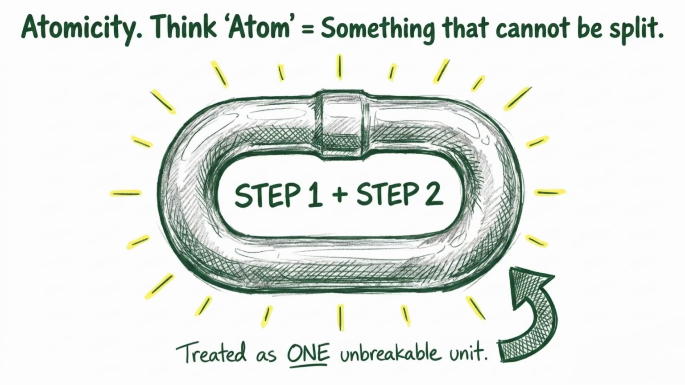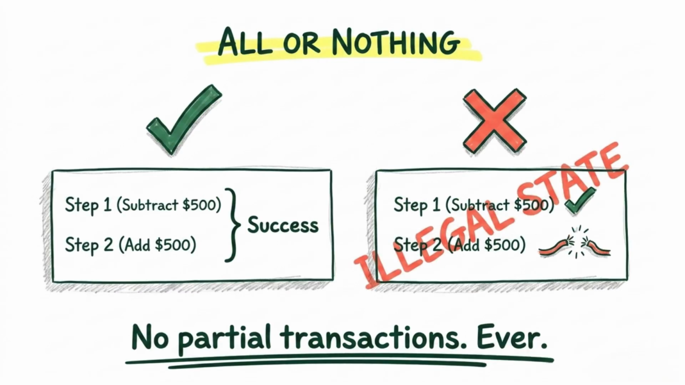Atomicity. Think atom, something that cannot be split. Atomicity starts with a mental model. Think of an atom, the smallest indivisible unit in nature. In a database, a transaction is treated the same way. Step 1 and Step 2 are chained together as one unbreakable unit. You cannot complete half a transaction. Both steps succeed together, or neither one happens at all. All or nothing. No partial transactions, ever.